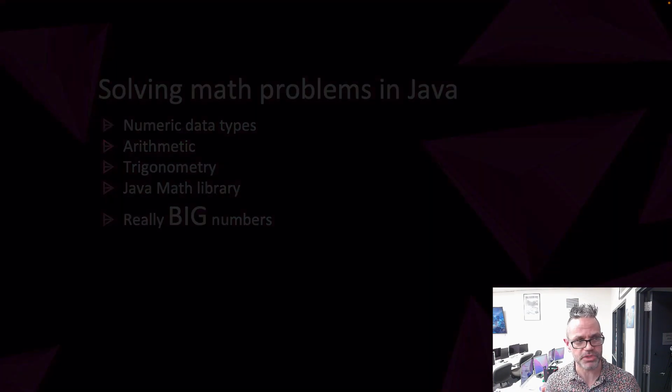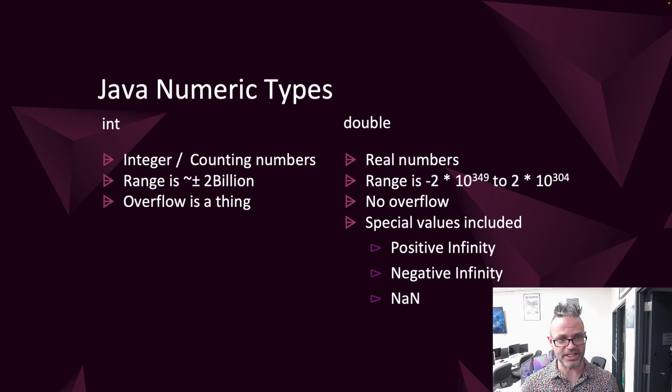So the Java numeric types: int and double are two numeric types that we really use. There's also long, short, float, but we don't worry about them. So an int is an integer, or counting numbers. The range is about plus or minus 2 billion and change. And overflow is a thing. We can go too big or too small and wrap around to the other side. So it's kind of problematic.